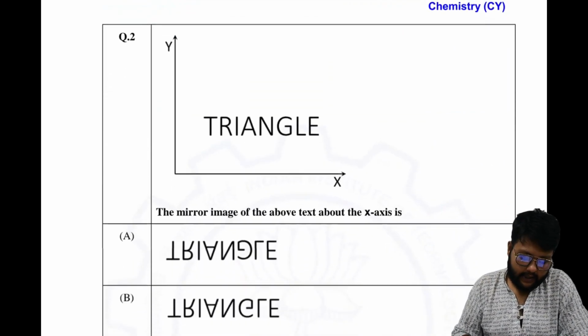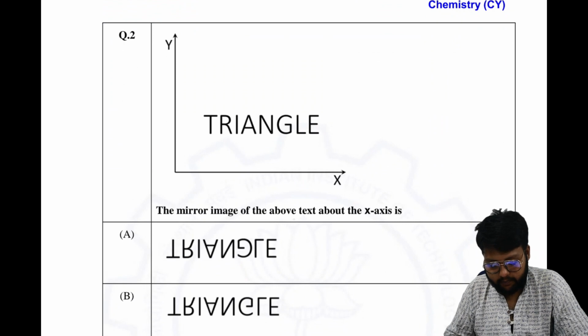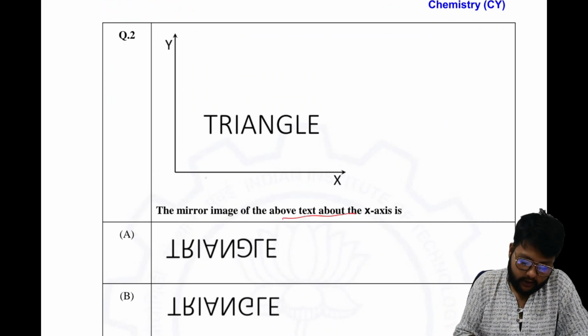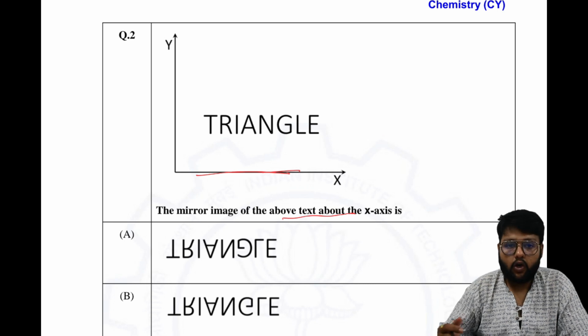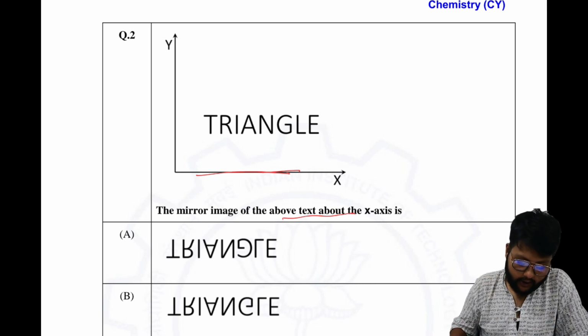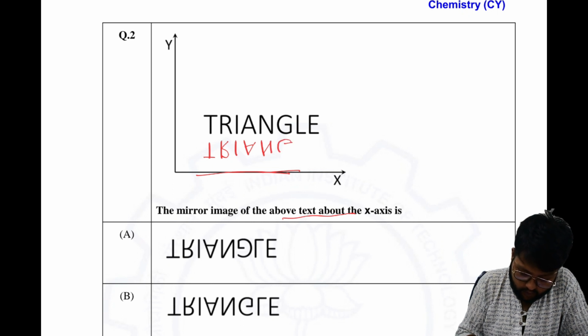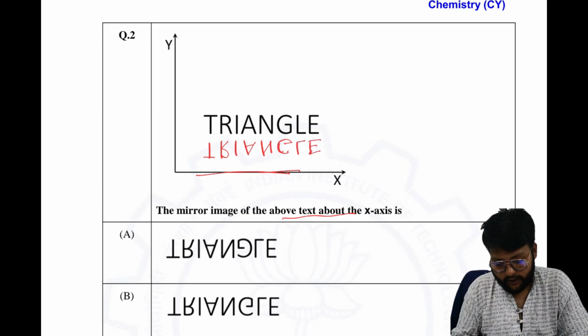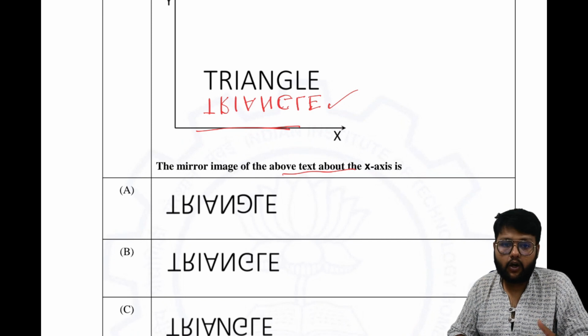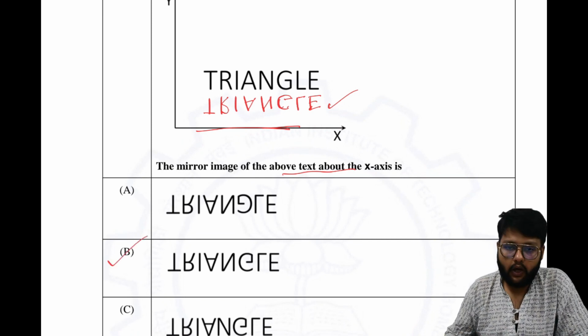Our next question is the mirror image of this above text about the x-axis. This is our x-axis, so we need the mirror image. Okay, so how will it look? We can draw from here. If you can imagine, it looks like this. So if you check all the options, option B will be our correct answer.